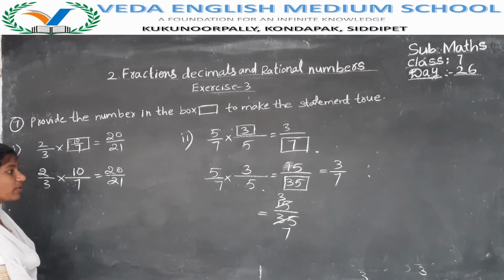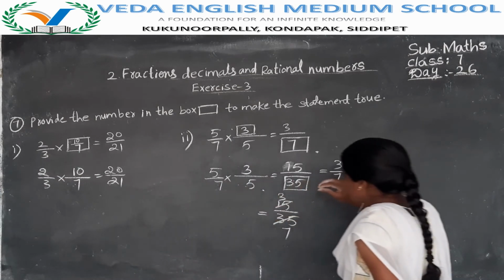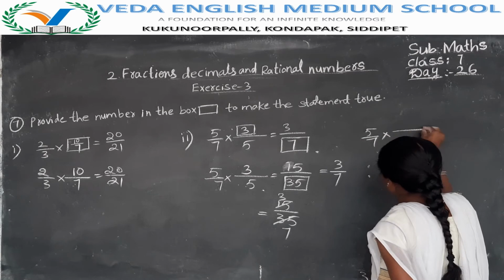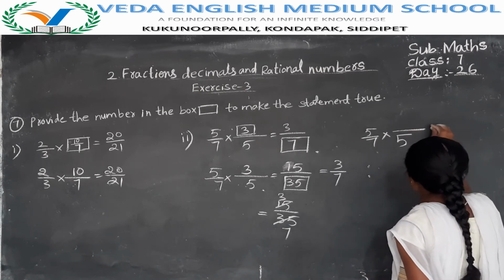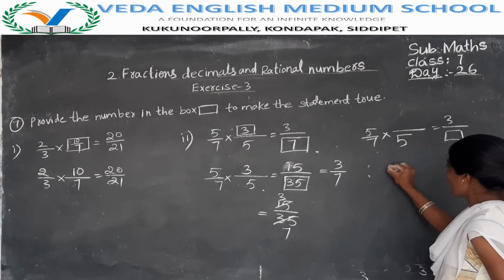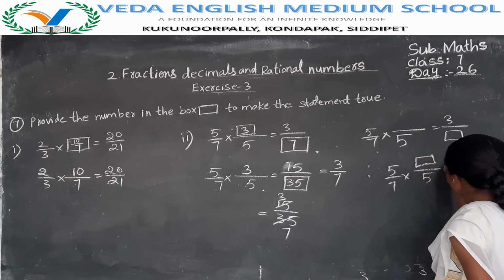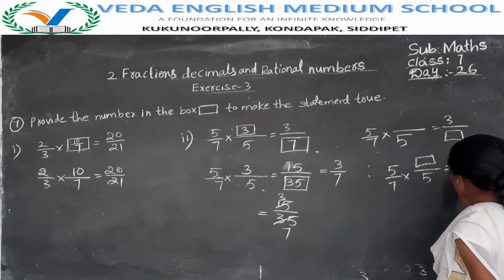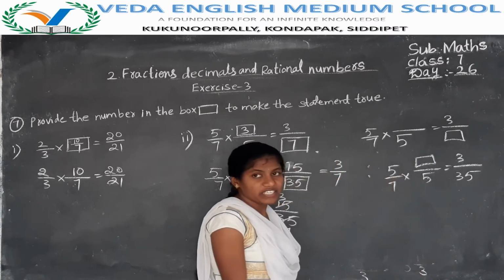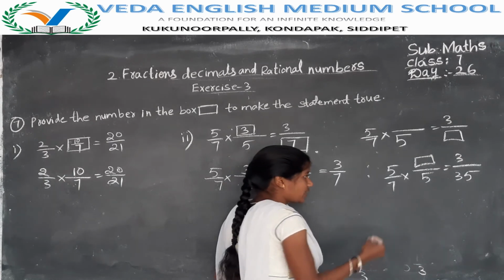Okay? Madam, how did you get directly? Directly how it came is, see here. 5 by 7 into, here we don't have any number, here we have 5 is equal to 3 by, here we don't have anything. Now 5 by 7 into box, here we have 5. Now 3 by, if you multiply these two, then you will get 35. Now by using division of fractions, we did not learn about division of fractions, next we will learn that only. By using division of fractions, you have to find this now.